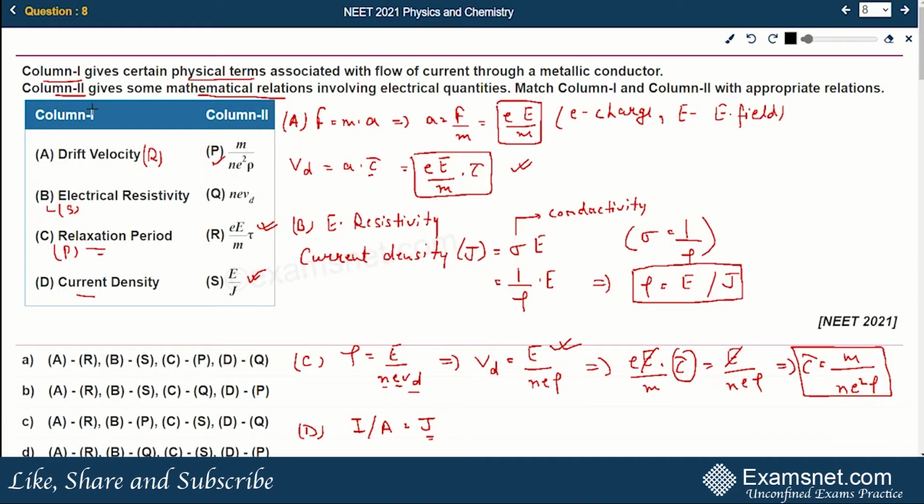Okay. So in place of current, we can write, we know that the current is equal to what? NEAVD. N is the number of electrons, E is the charge on each electron, A is the area, and VD is the drift velocity. And if we divide it by area, then we will get NEVD only. So this is the expression for current density. So Q is the correct match for D. So which of the given options has these matches? Option number A, right? So this will be your correct option.